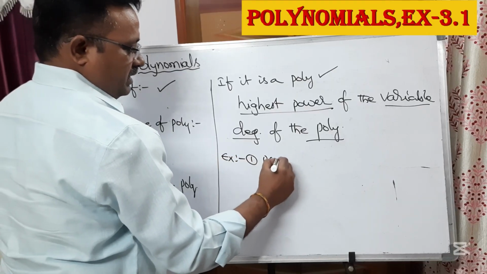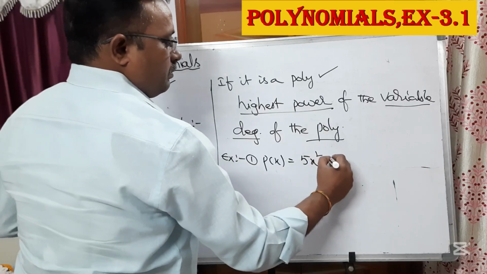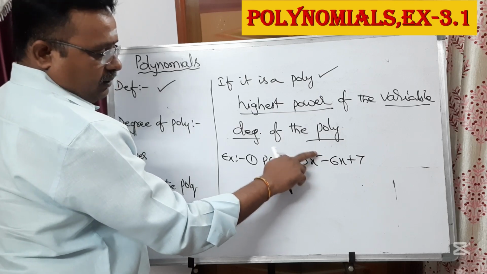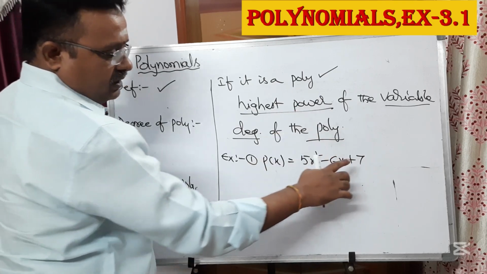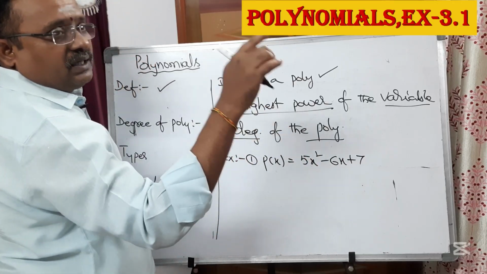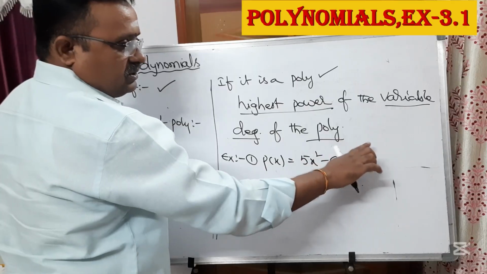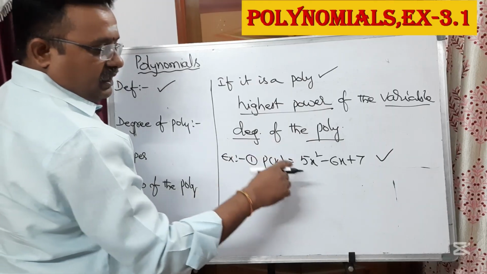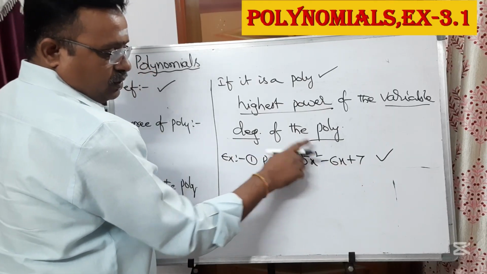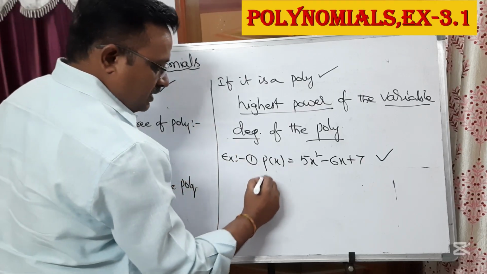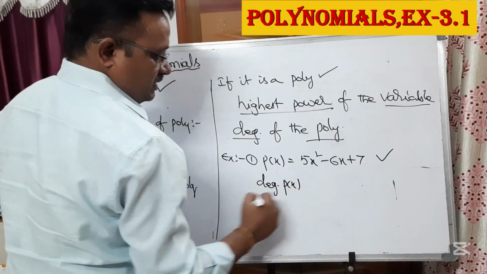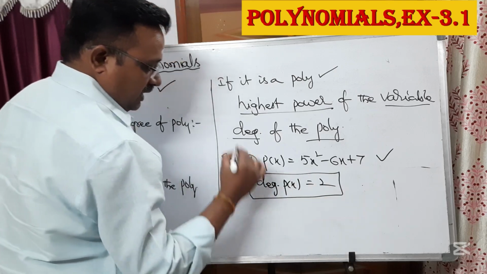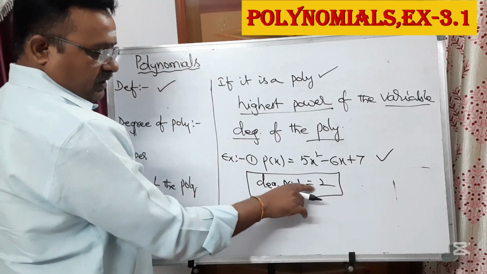First one, p of x equal to 5x square minus 6x plus 7. In this, variable power is 2, a whole number; here variable power is 1, a whole number; here the constant means variable power can be treated as 0. So 2, 1, 0, those are all whole numbers, that's why it is a polynomial. Next, what is the highest power we recognized? 2. So that 2 is called the degree of p of x. Equal to 2. So this is the simple way to write the degree: degree of p of x equal to 2.